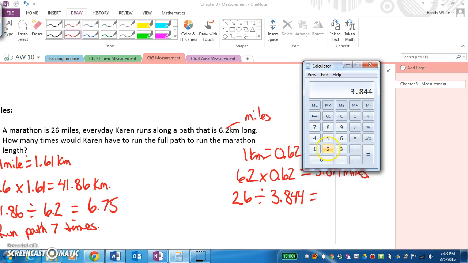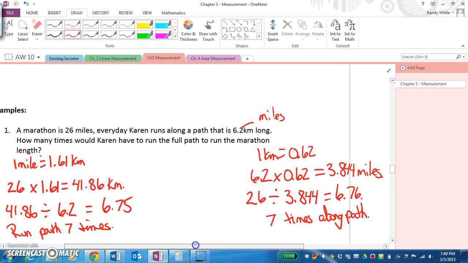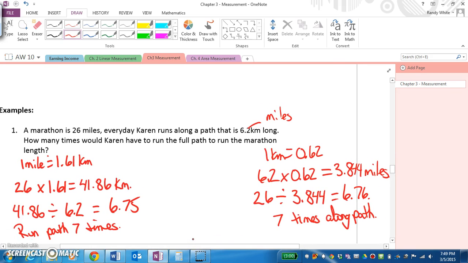So I'll take the 26 and divide it by the 3.844, and I get 6.76. So again, 7 times along the path. So it doesn't really matter which way you decide to convert it. Both are there. You got a couple of options.